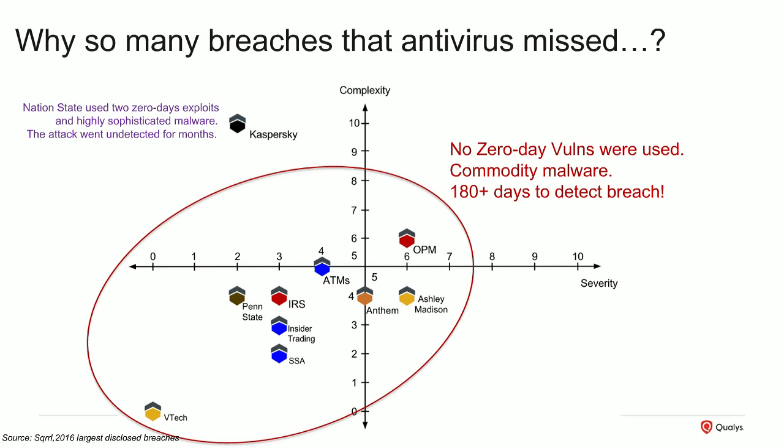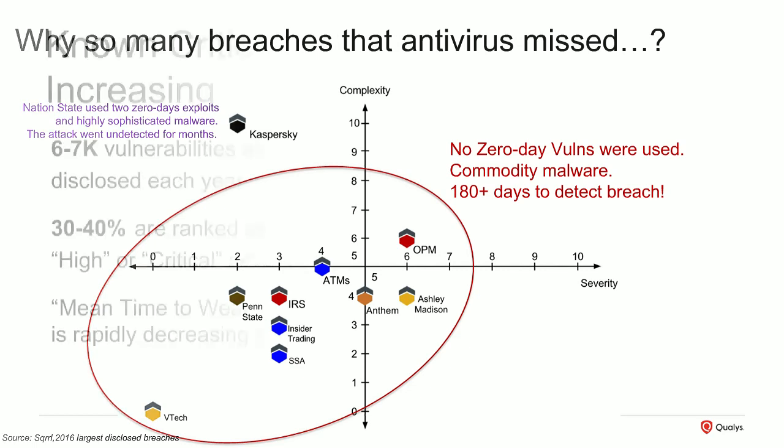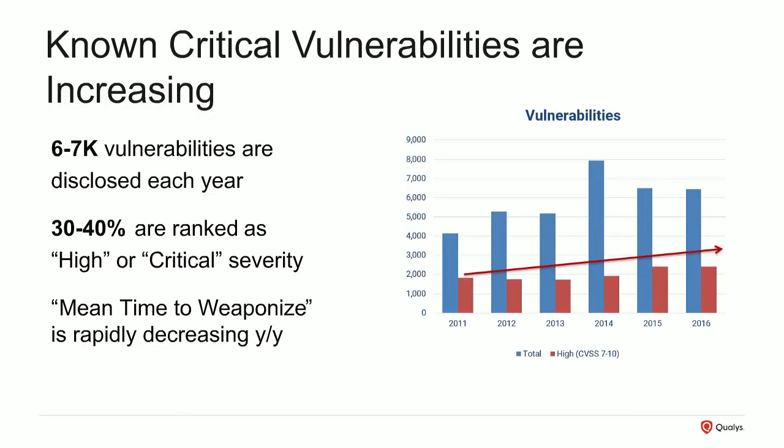basically, there are some vulnerabilities that we need to look at. And we need to understand how we can deal with them, because the problem is the volume. When we talk about vulnerabilities, we have about 7,000 new vulnerabilities which are disclosed every year. About 30 to 40% of them are actually ranked as being critical.